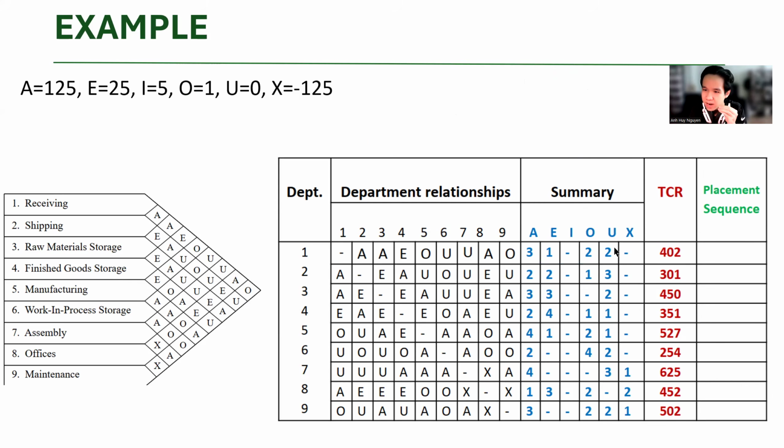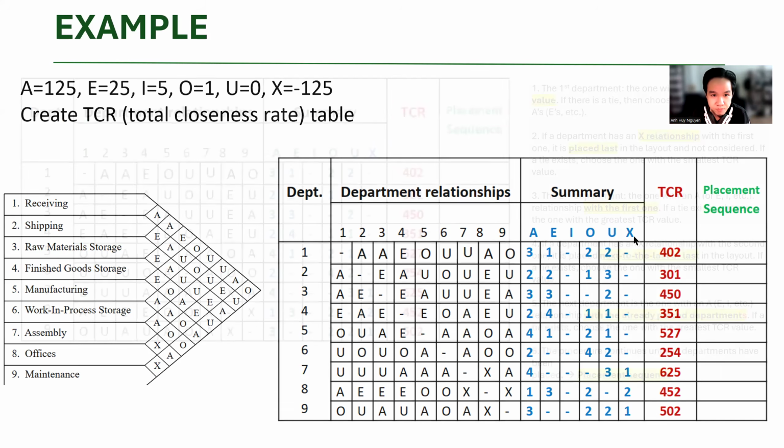Now, we have the TCR value. We have the placement sequence left. It is the last thing we haven't finished yet. So how do we figure out the placement sequence? Do you remember the rules? I say that they are confusing and I'll talk about them in the example.